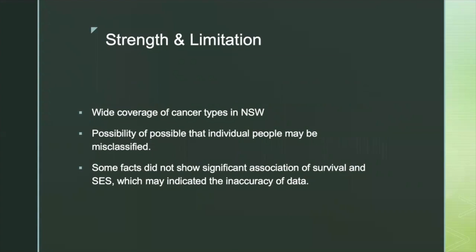The strength of this study is its wide coverage of cancer types in NSW, which was around 76% of all cancers, ranging from cancers with very poor prognosis to cancers with excellent survival. The analysis is limited by the allocation of cases to SES groups, using aggregated data based on where they live. It is possible that individual people may be misclassified in this situation.